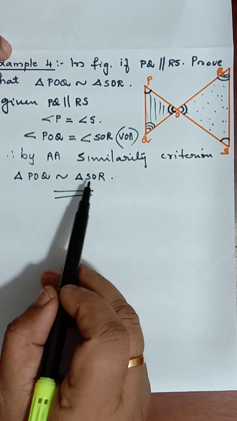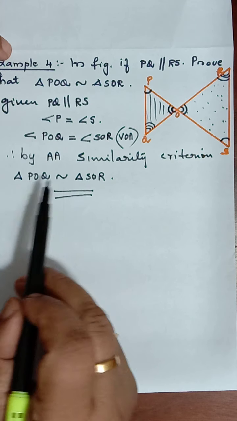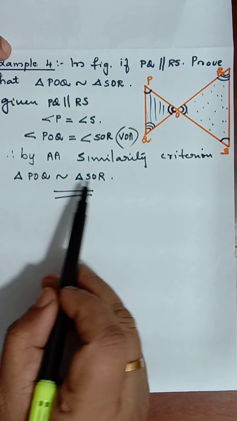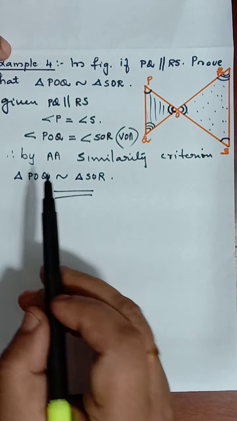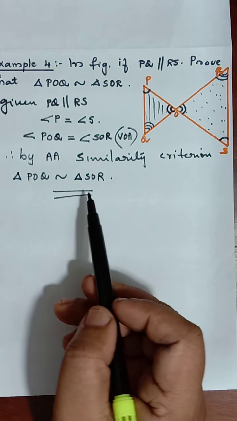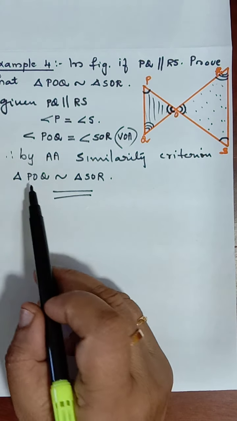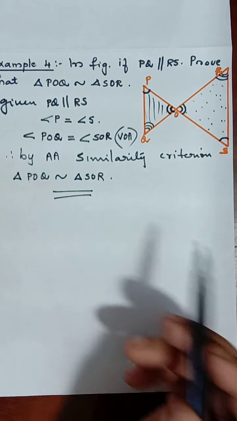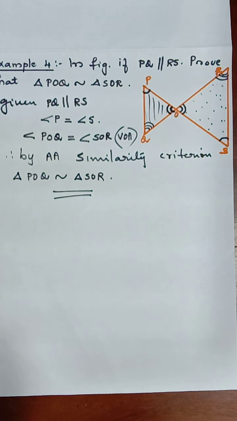Angle P is equal to angle S. Angle POQ is equal to angle SOR. Angle Q is equal to angle R. You can check it. It is arranged properly. So these two triangles are similar by AA similarity criterion.